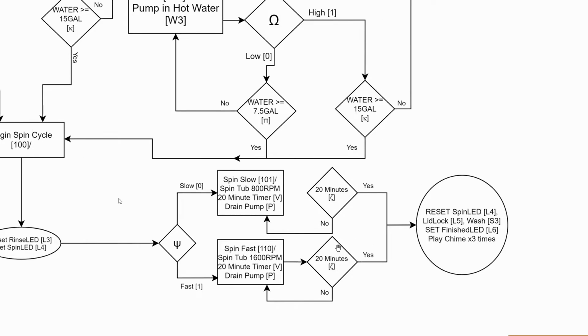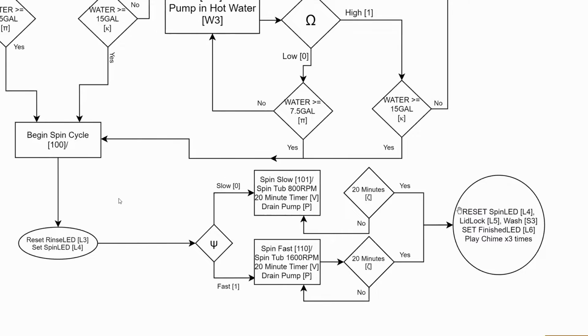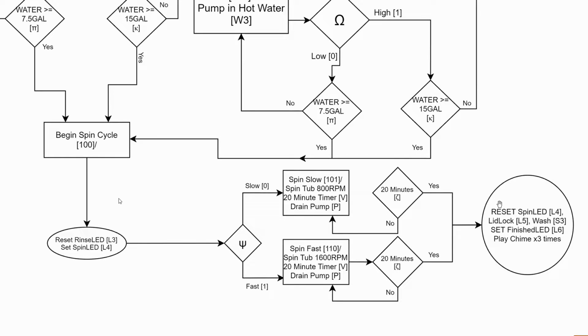And then at the end of that, once the timer indicates it's time to stop doing this, it'll reset the spin LED. It'll release the lock so you can get your clothes. It's going to turn off this machine, but also set the finished LED and play a little chime or buzzer of some sort 3 times.